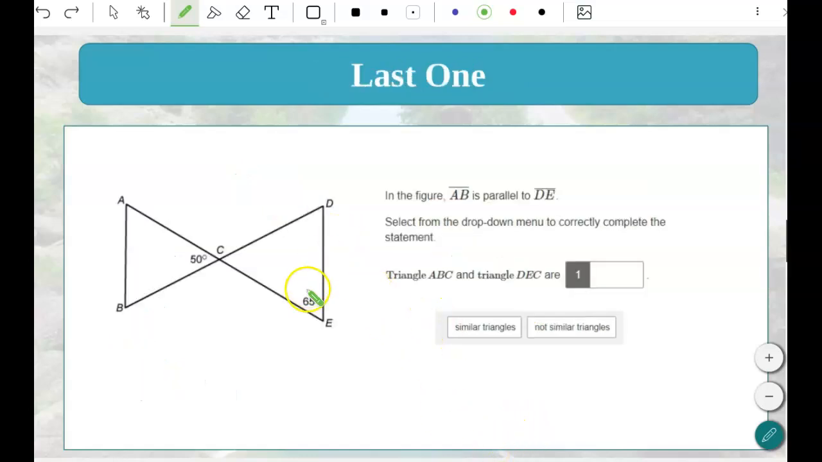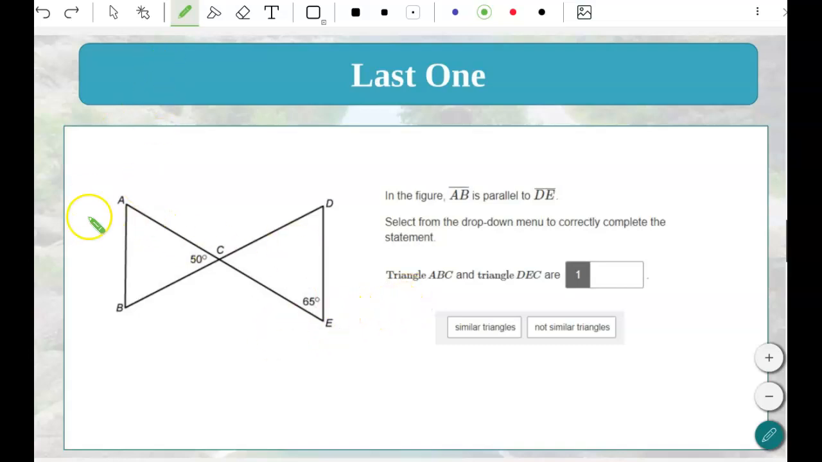All right, our last one. In the figure, AB is parallel to DE. Select the drop-down menu to correctly complete the statement. When you have a diagram like this, and this will be further in the OMS lesson, you'll have some practice with this, but I wanted to do this problem because it's a little different.